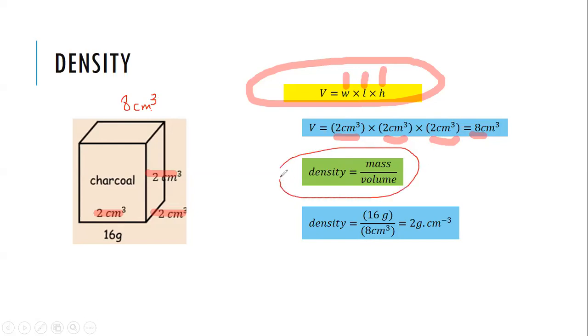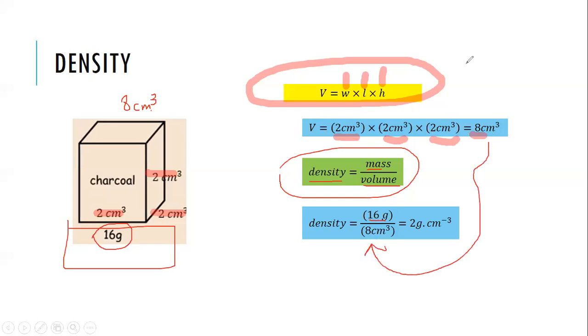And what about density? Density is equal to mass over volume. What is the mass of this substance? 16 grams. You put it on a scale and then you measure the mass, and you get 16 grams. And then what is density? Mass over volume. The mass is equal to 16 grams, and we calculated the volume here. Look at the volume here.